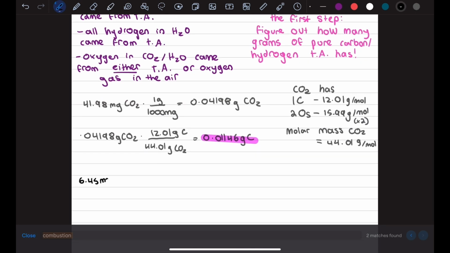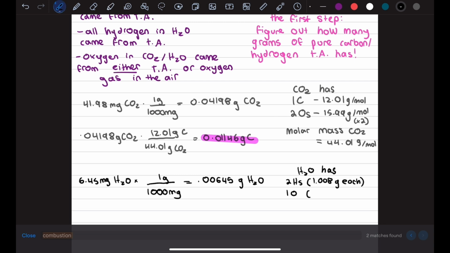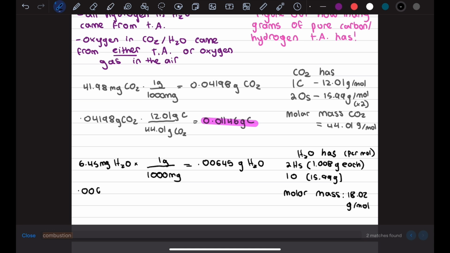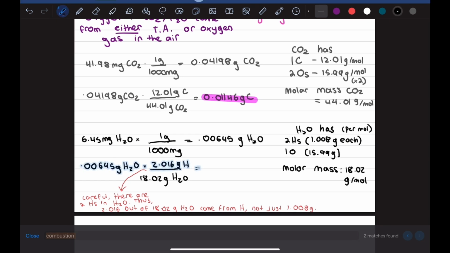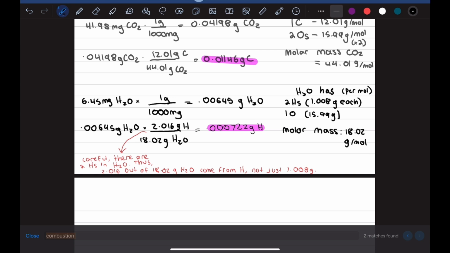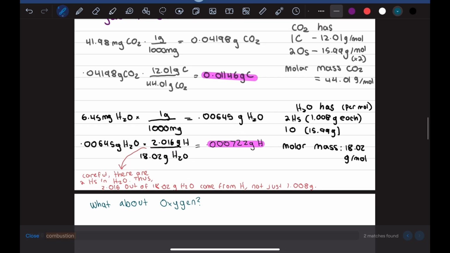Repeat these steps to find out how many grams of hydrogen were in the grams of water we produced. Then we know how much hydrogen must have been in the original substance. To find the molar mass of water, keep in mind that water has 2 hydrogens and 1 oxygen. When writing your molecular ratio, you need to remember that water has 2 hydrogen atoms, so you have to account for this when you're writing the amount of hydrogen in water. It's not just 1.008. Now we know how many grams of carbon and how many grams of hydrogen were in the original substance.